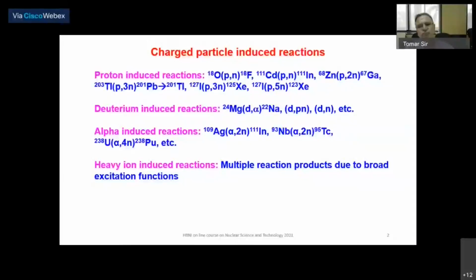And thirdly, you can have large beam currents because you don't have many charge states. For example, for proton, you have only one charge state. For alpha, you have only 1+ or 2+. So that's why you will find that most of the production of isotopes in accelerators uses proton, deuterium, or alpha particles.